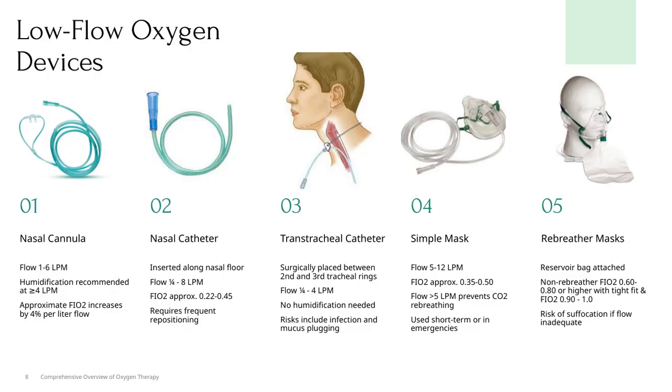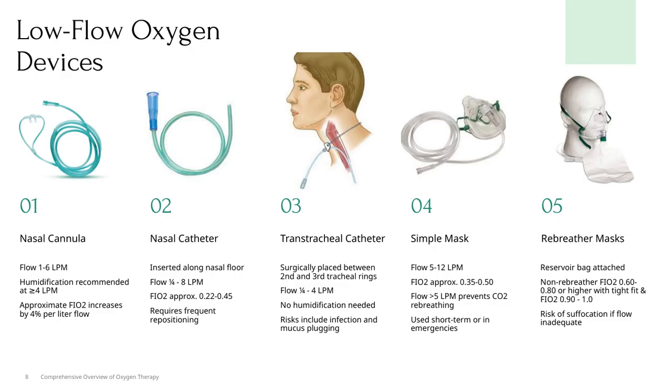Now, let's take a closer look at some of the low-flow oxygen devices commonly used in clinical practice. First, we have the nasal catheter, which is inserted along the nasal floor. It typically delivers flow rates between 1/4 and 8 liters per minute, providing an FiO2 roughly between 0.22 and 0.45. One thing to keep in mind is that this device requires frequent repositioning to ensure proper oxygen delivery and patient comfort. Next, there's the nasal cannula, which is probably the most familiar device.